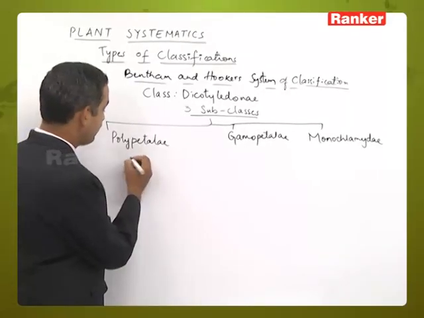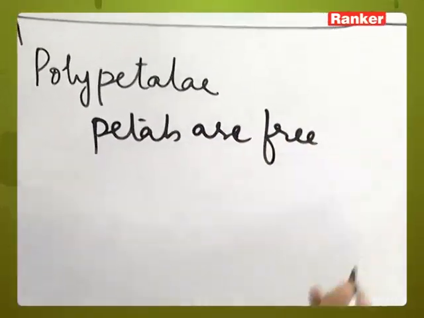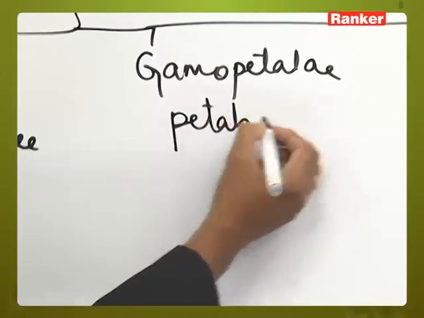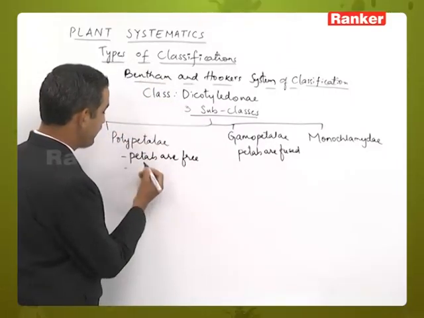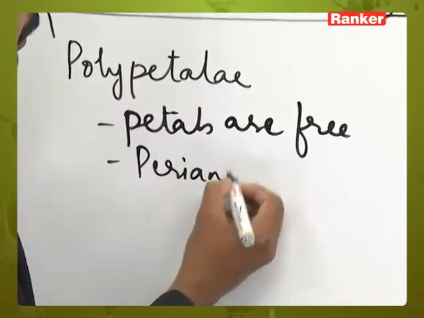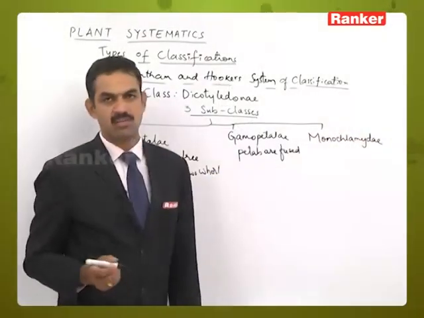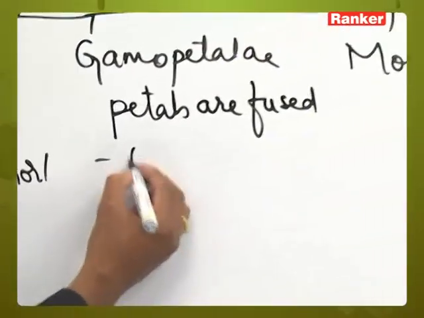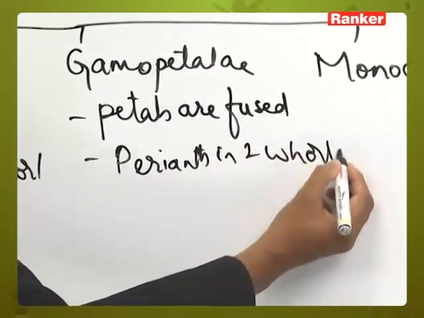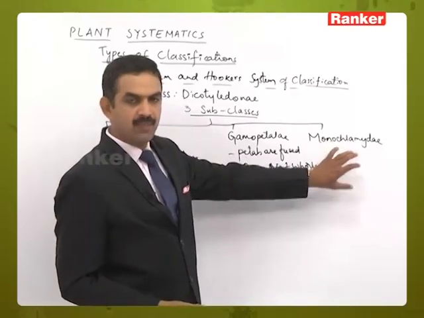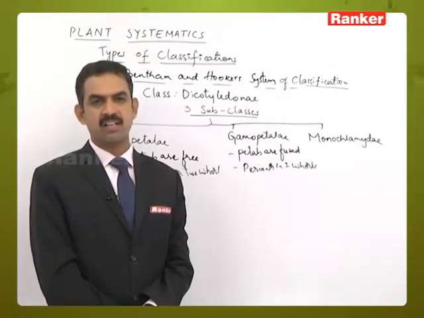Starting with Polypetalae. Here petals are free, whereas in Gamopetalae the petals are fused. And one more difference we can identify here, the perianth is present in 2 whorls. The outer whorl is called as calyx and inner whorl is called as corolla. Here also the perianth is present in 2 whorls. But when it comes to Monoclamidae, here the perianth is present in single whorl. So here Monoclamidae is based on only single character.